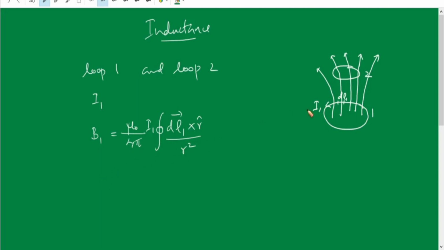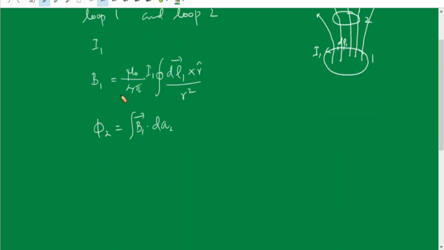Now some of these field lines pass through the second loop. Therefore, the flux through the second loop, phi 2, is due to the field B1. So the flux through loop 2 is the integral of B1 dot dA2. This is the magnetic flux through loop 2.